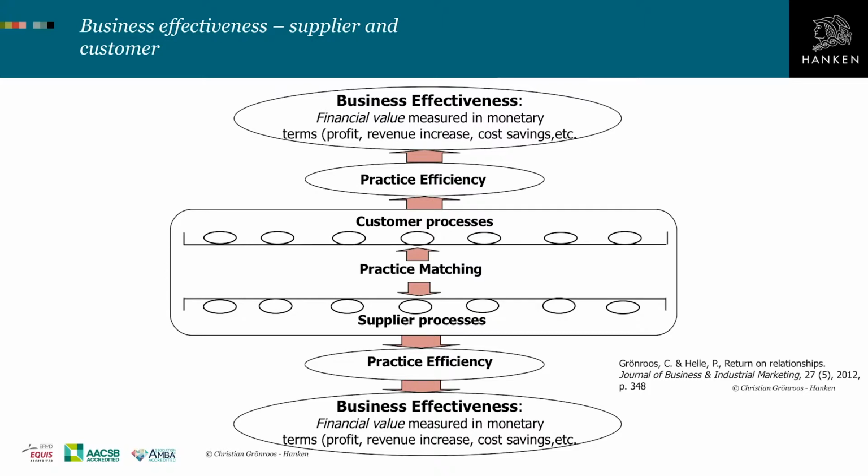But the same goes for the supplier as well. The practice efficiency that the supplier can achieve can be translated to business effectiveness, a financial value measurement again, which can then be measured in terms of revenues that can be generated from the customer, and in the best case, the revenue increase, perhaps cost savings, maybe other effects that can be monetized as well. Now, this is what the relationship should lead to if it functions well. So how do we go from here to return on the relationship and to reciprocal return on the relationship?